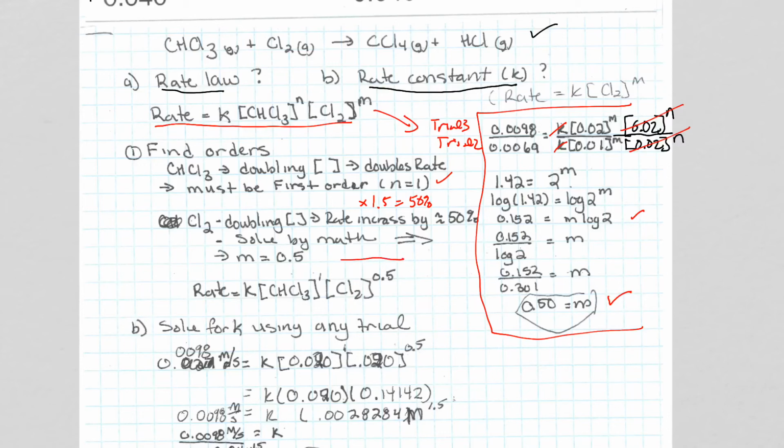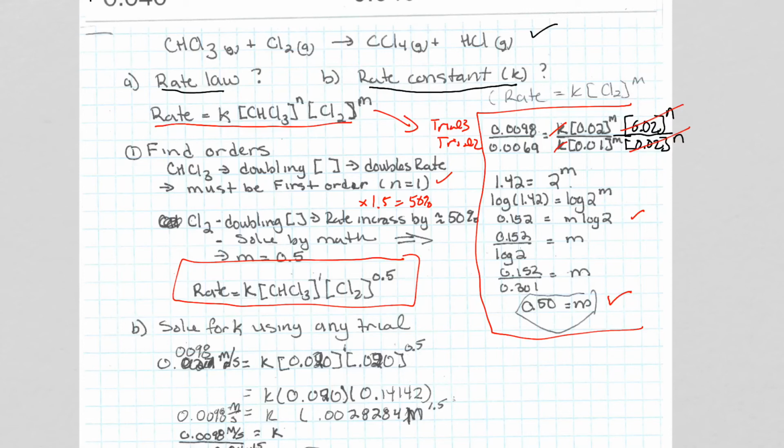So now we've come up with the answer to part A, which is what's the rate law. The rate equals the rate constant times CHCl3 to the first order times Cl2 to the half order. Again, orders don't have to be 0, 1, or 2; they just often are. The second part of the problem wants to know, what's K? What's the rate constant? Well, we have two variables here. We have the rate and the rate constant. So in order to solve for the rate constant, we need to know the rate.